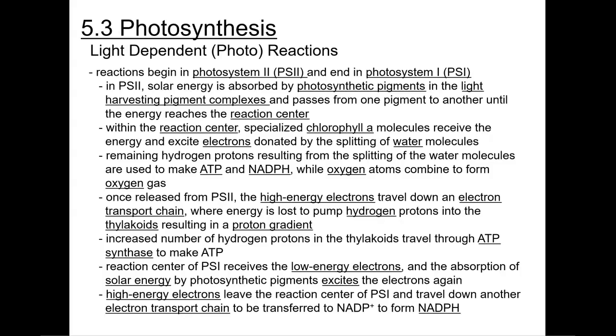Once they're released from photosystem 2, the high energy electrons are going to travel down what's known as the electron transport chain, where the energy is going to be lost to a pump, which is pumping hydrogen protons into the thylakoids, and that results in a proton gradient. That is going to increase the number of hydrogen protons in the thylakoids that travel through ATP synthase to make ATP. Now, synthase is going to be an enzyme, so the enzyme is going to help to create the ATP.